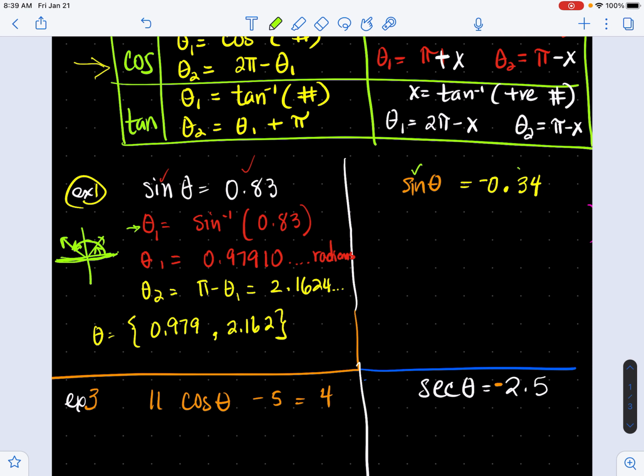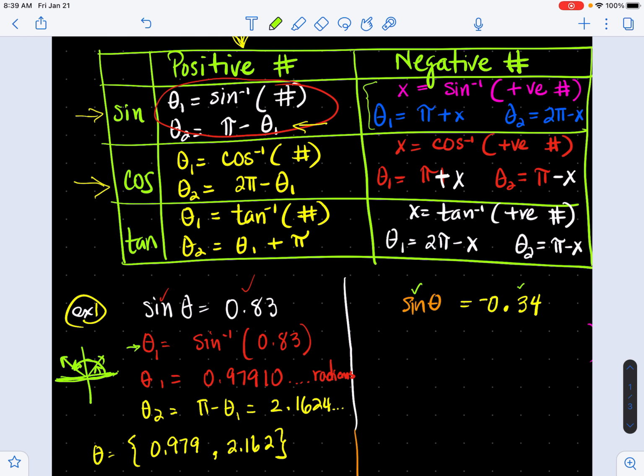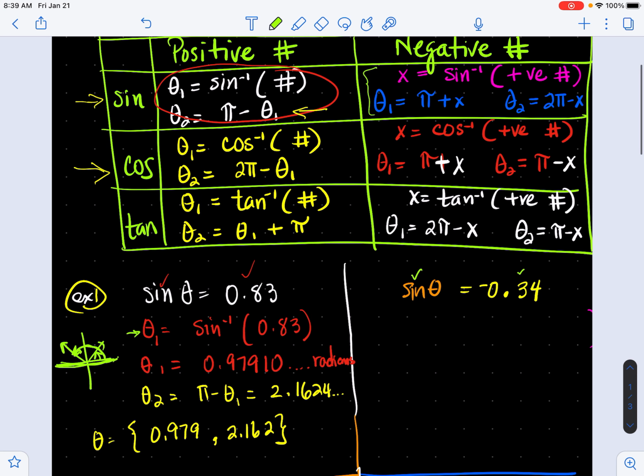Moving on to a sine question that has negative value, we're going to use this box, sine with negative values. The way you want to read this is first we'll find an angle x by plugging in sine inverse of the positive number. So for now, you're going to just ignore that negative even exists. We're going to find our x value by plugging in sine inverse of 0.34. As I said, just ignore the negative for now. Get the x angle first. This one turns out to be 0.347-ish. I rounded it to the thousandths.